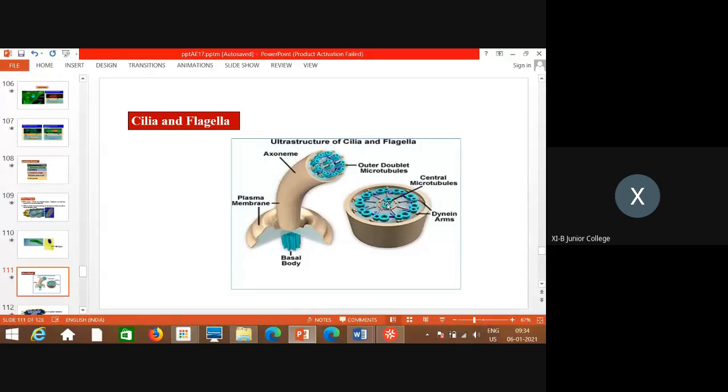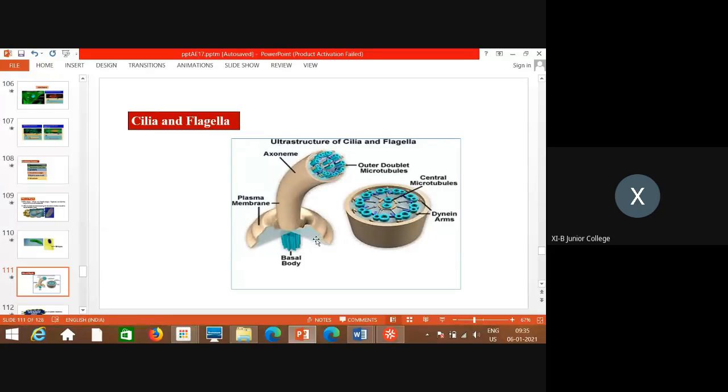One more thing is that each central microtubule is connected with the peripheral radial doublet microtubule. Then each peripheral doublet microtubule is also connected to each other. And you can see that these two central microtubules are also connected to each other.